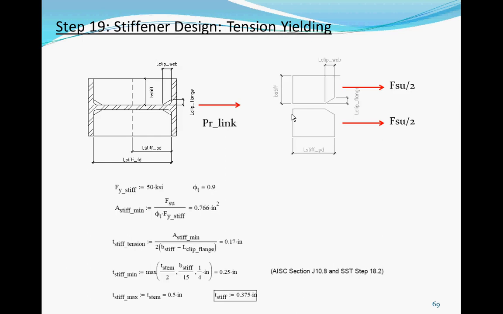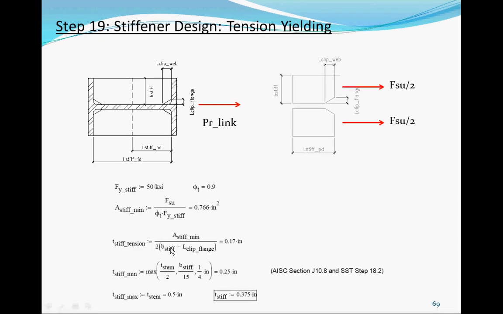Okay, now knowing the geometry, we still have to check if it's good or not. Okay, so check the tension yielding. So tension yielding is, when we have the PR, and then subtract all the capacity, we have FU that's remaining. So each side is taking half of the FU. Okay, so that's what it is. Minimum area is FU divided by FY VT. Since we have 2 of them, and here's my B effective, subtract the clip. That's my minimum thickness for tension.